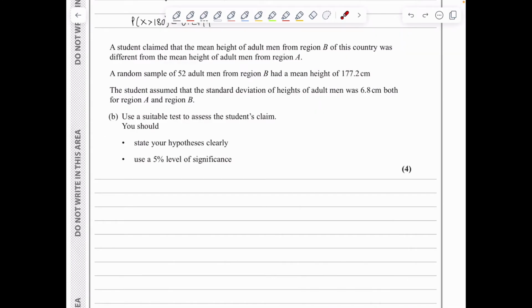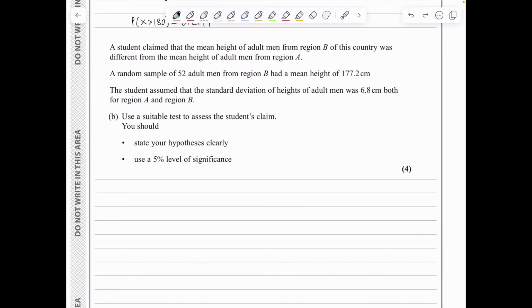This will give me the exact probability, which tends to be 0.2494. We then have a student claiming that the mean height of adult men from a different region, region B, is different from the mean height of men from region A. We obtained a random sample of 52 adult men from region B, giving a mean height of 177.2. We are assuming that the standard deviation is still 6.8 centimeters, and we need to use a suitable test to assess the claim, stating the hypothesis clearly and using a 5% level of significance.